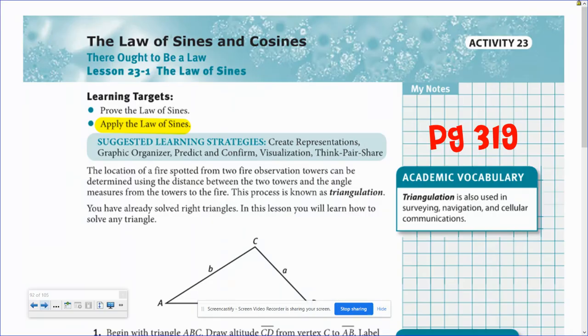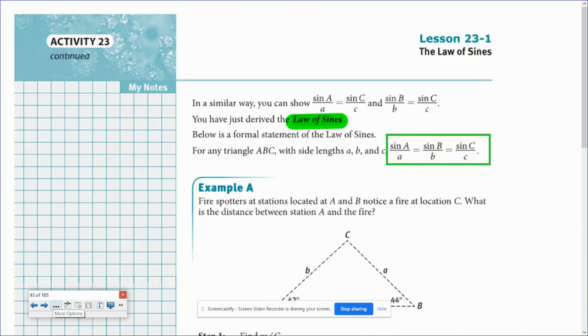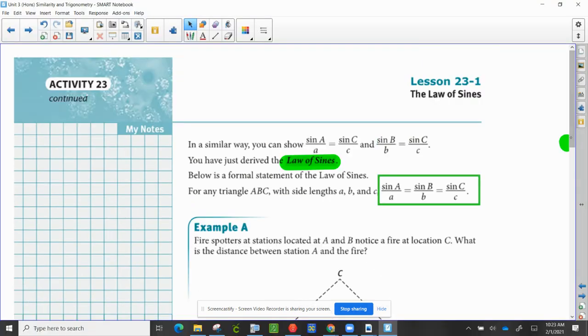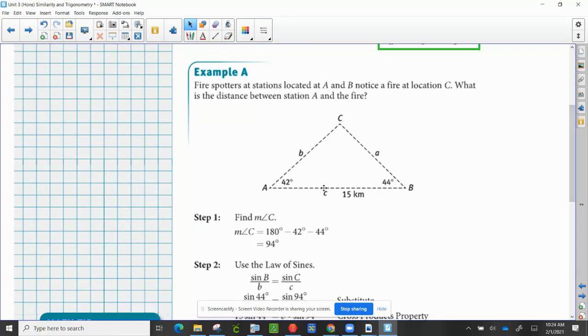trig functions. Okay? So this lesson starts on page 319, but I'm actually going to skip to the next page here where it actually tells you what the law of sines is. We are going to use the law of sines when we're trying to find the side lengths of triangles. Now, if we look at triangle ABC here, you notice that this is not a right triangle. So we can't use things like Pythagorean theorem or anything like that.